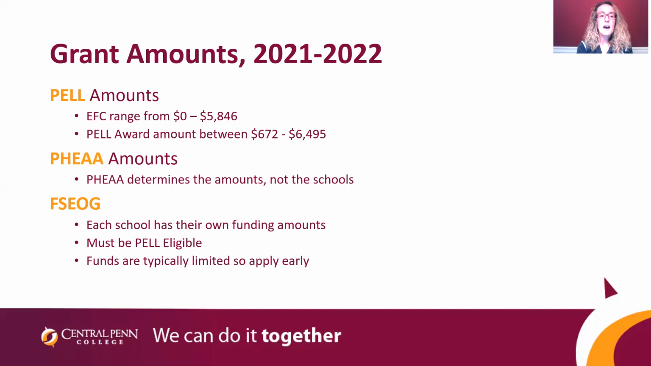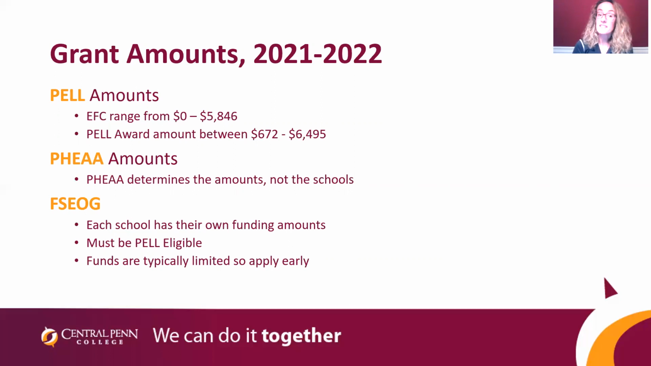The federal Pell Grant this year ranged from $672 to $6,495. So what happens is once you complete the FAFSA form, you will receive what's called an expected family contribution. And if it ranged this year, at least between 0 and 5,846, you would qualify for a federal Pell Grant. Now, if you complete the FAFSA form and it says that you do not qualify for a federal Pell Grant, that does not mean that you might not qualify for a state FIA grant if you're a Pennsylvania resident and your child is looking at attending a Pennsylvania college. FIA determines the amount, not the schools, but don't despair about not being eligible for a Pell Grant.